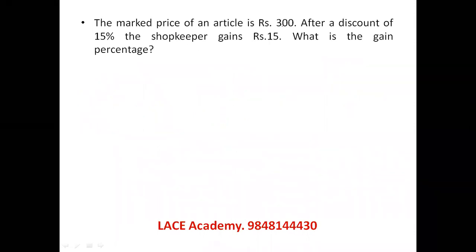Mark price of an article is 300 rupees after a discount of 15%. So on this, if 15% discount, that is 45 rupees is taken out, 255 rupees is the selling price. On that 15 rupees is gain, so 240 is the cost price. What's the gain percentage? So 240 rupees article, you are selling at 255. So 15 rupees is a gain.